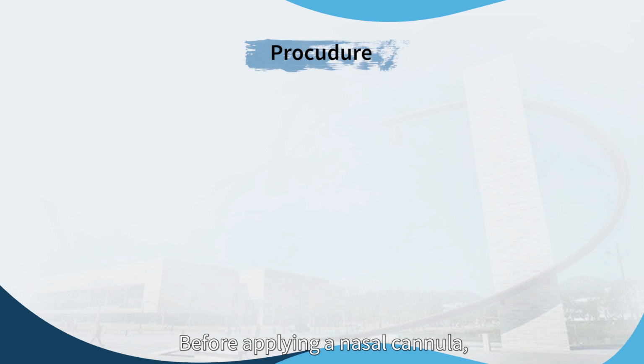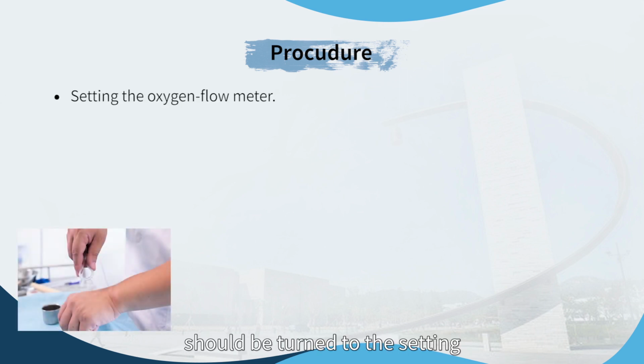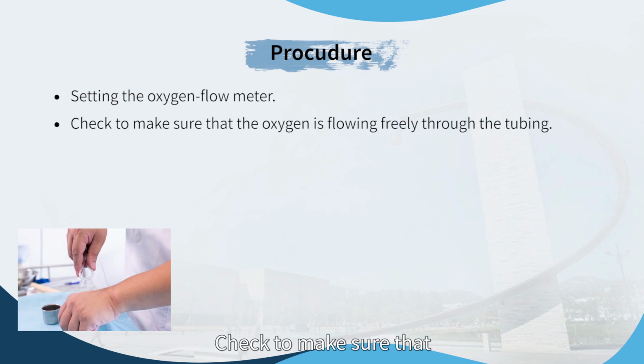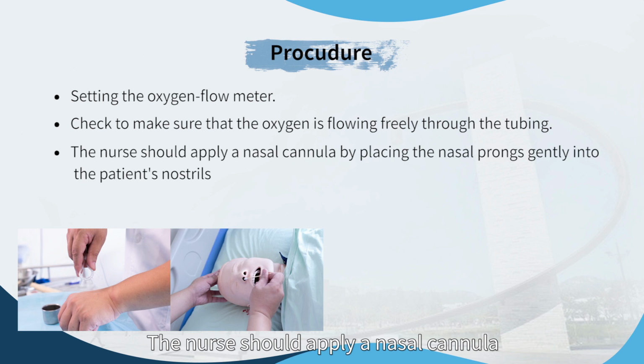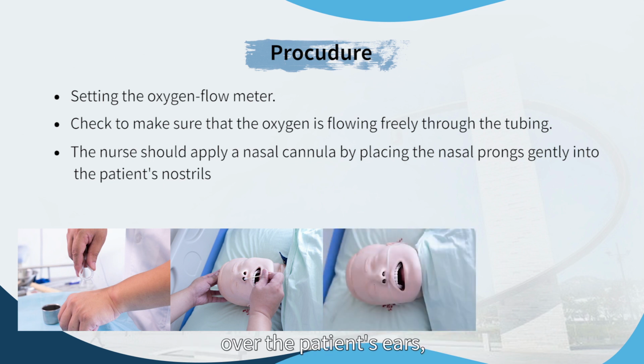Before applying a nasal cannula, the oxygen flow meter should be turned to the setting in liters per minute as required. Check to make sure that the oxygen is flowing freely through the tubing. There should be no kinks in the tubing. The connections should be all right. The nurse should apply a nasal cannula by placing the nasal prongs gently into the patient's nostrils, draping the tubing over the patient's ears, and sliding the slide connector up under the chin to hold the tubing securely in place.